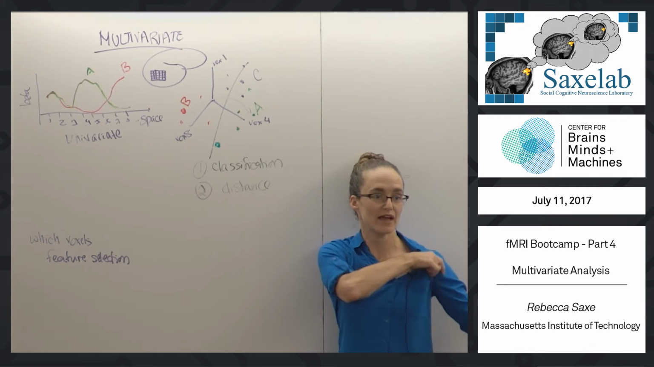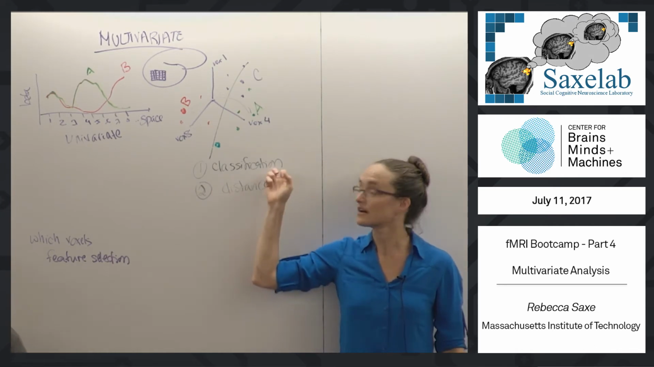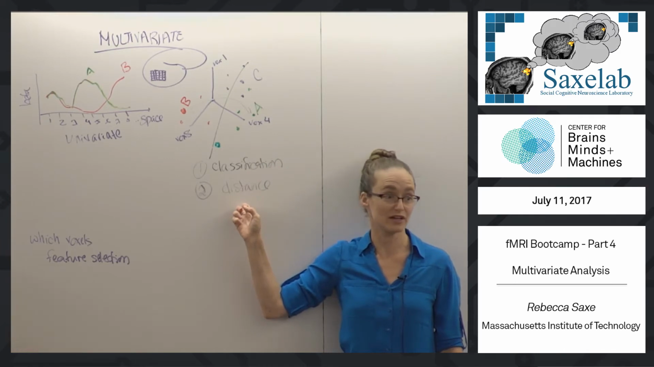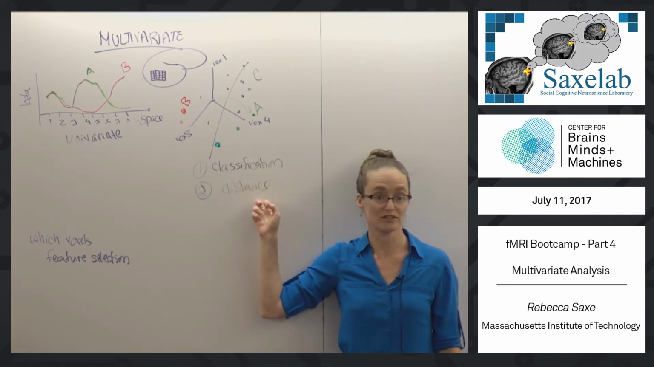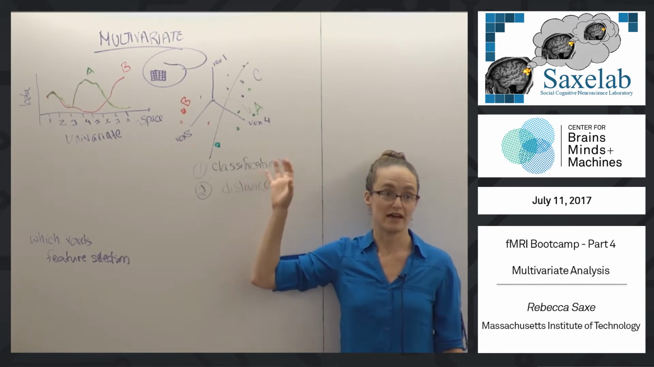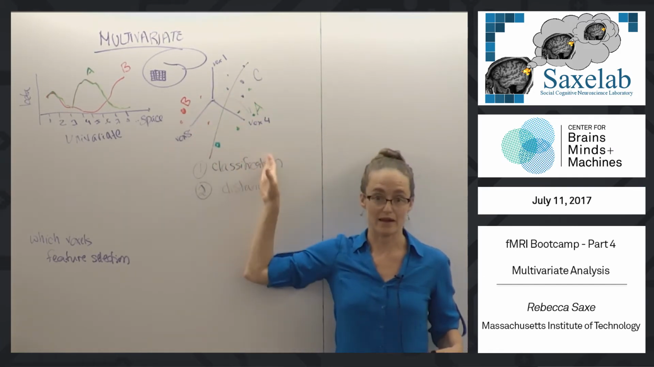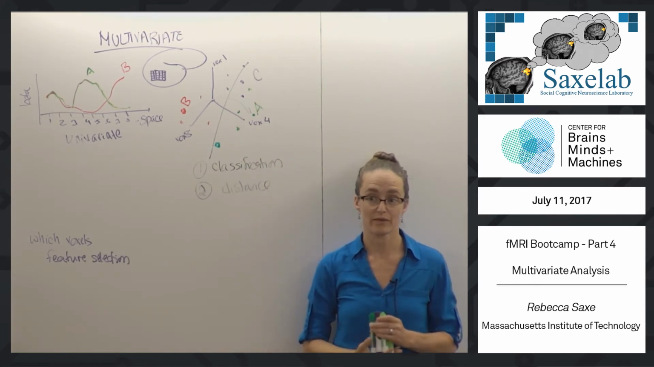So the two directions that MVPA has gone, again, we can talk about the details, but for everything that people do with MVPA, you can think of it as either a question about classification or a question about relative similarity and relative distance, or some combination of the two. And those are the two things that were facilitated and empowered by thinking of the data in this format.